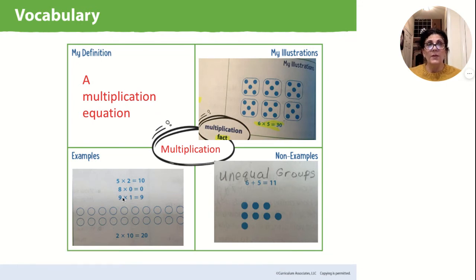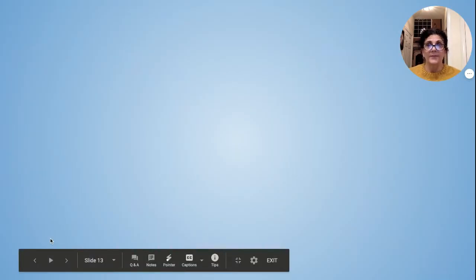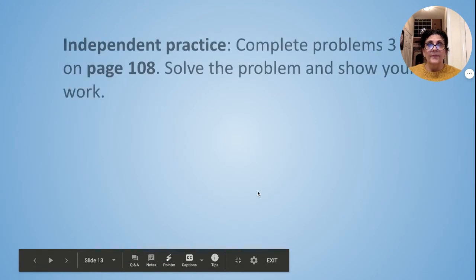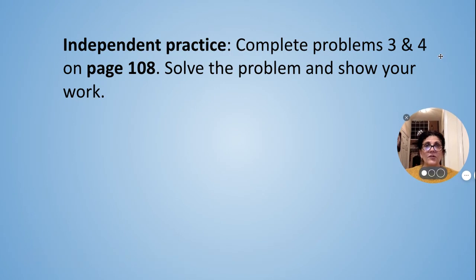So I thought it was important that we go over that today. Okay, I want you to pause the video and do independent practice. The independent practice pages are on page 108. You can see it in bold here. I want you to solve the problem and show your work.